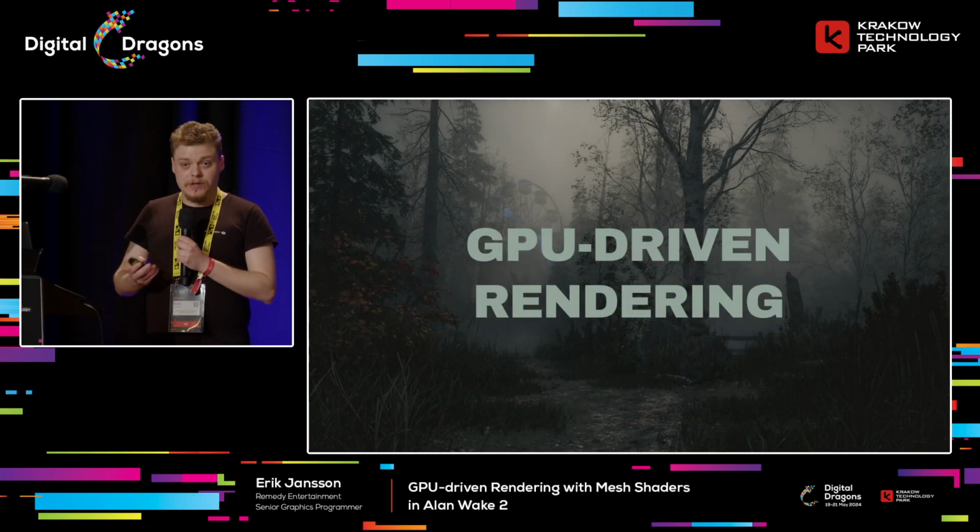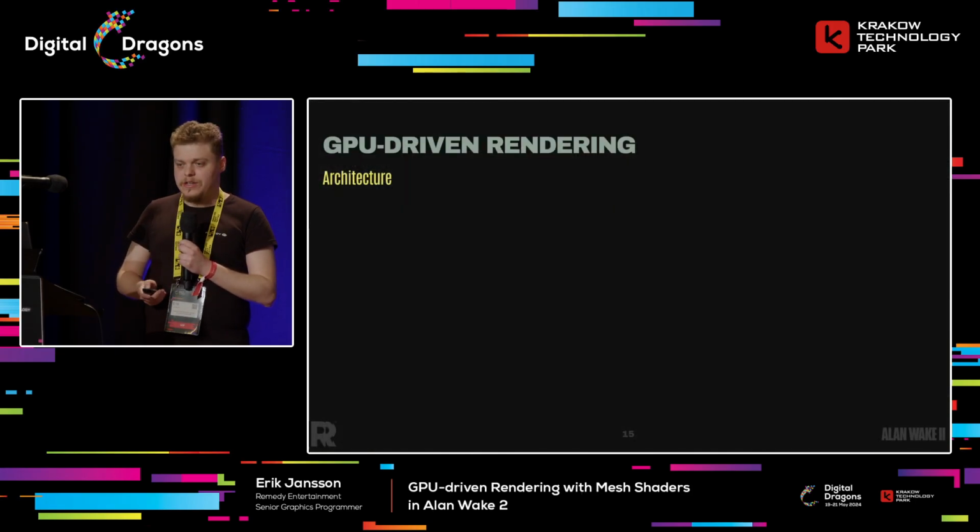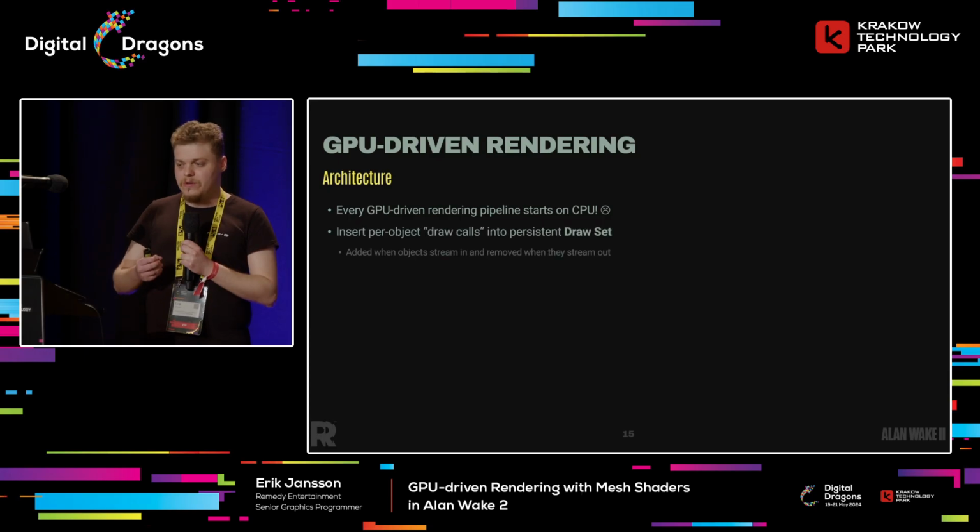So let's start by talking about the GPU-driven rendering, because that's really the glue that holds all of this together. Let's first look at the architecture. Unfortunately, every GPU-driven renderer needs to start on the CPU at some point. In our case, this starts when an object inserts draw calls, and I put this in quotes because it's not really a draw call, into something that we call a draw set. This is a persistent object, so this is not removed in between frames. It's only when the object is streamed in or out.